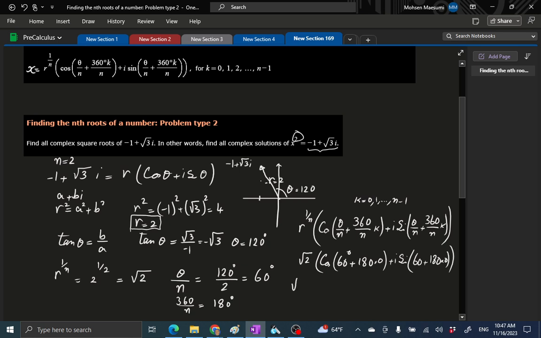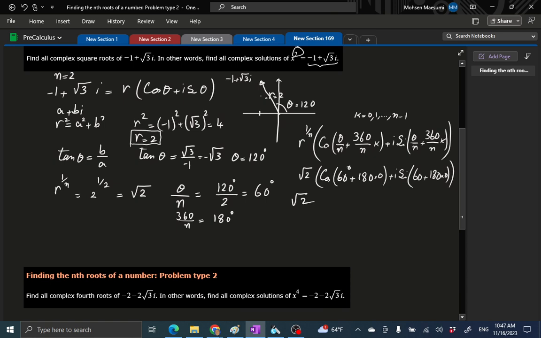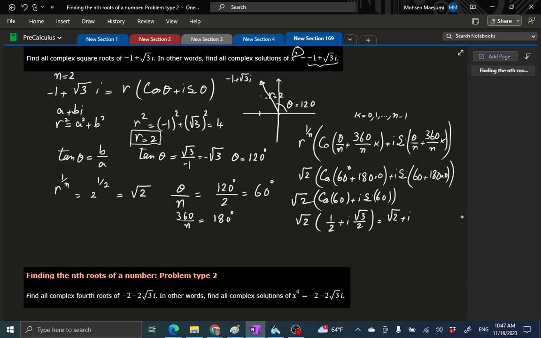Let's simplify. Radical 2 cosine of 60 plus i sine of 60. So that's going to be radical 2 times 1/2 plus i radical 3 over 2. We might as well leave this as it is. Radical 2 plus i radical 6 divided by 2. So this is one of the roots.